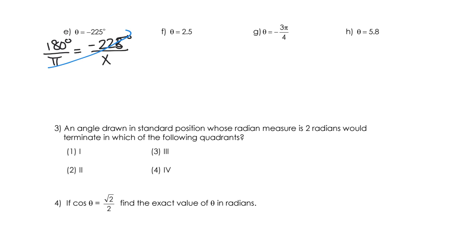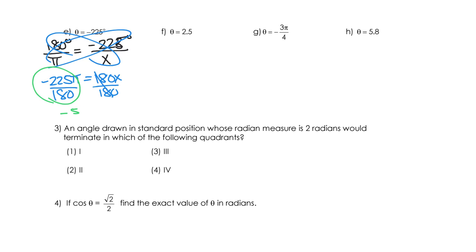Okay? If we cross multiply, we end up with negative 225 pi equal to 180x. Again, we're solving for x, so we're going to divide by 180. And we're going to go ahead and type this fraction in. Negative 225 divided by 180, math bracket. And that comes out to be negative 5 over 4. But remember, there's pi on top. So negative 5 pi over 4. And this is in radians. Okay. Let's try the next one.